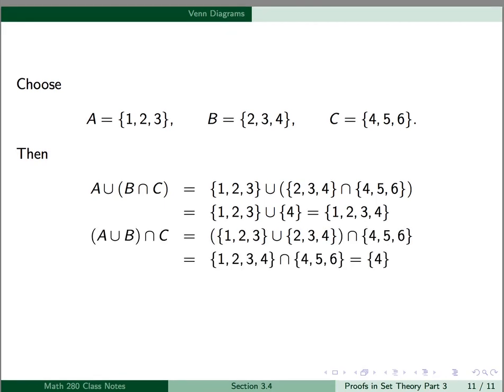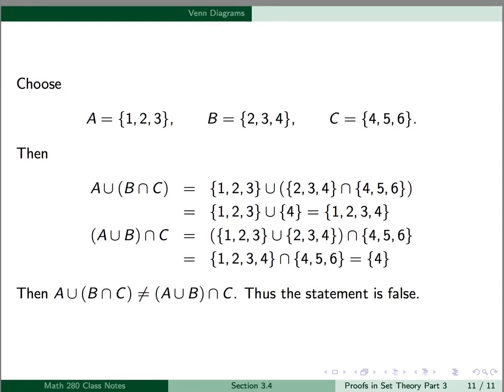The set quantity A union B intersect C, however, when we first take the union, we obtain the set 1, 2, 3, and 4, and then when we intersect this with the set containing 4, 5, and 6, we obtain the set containing the single element 4. So obviously the two sets are not equal, and thus the statement is false.